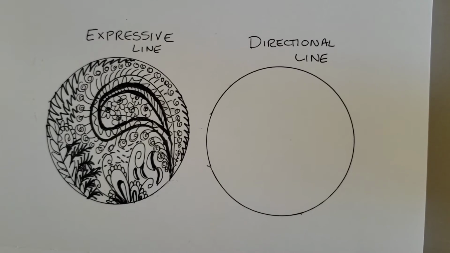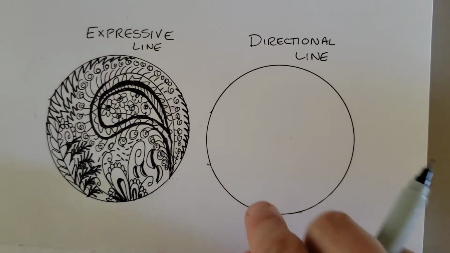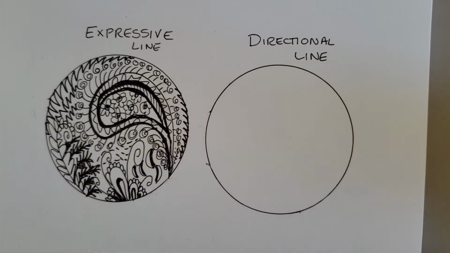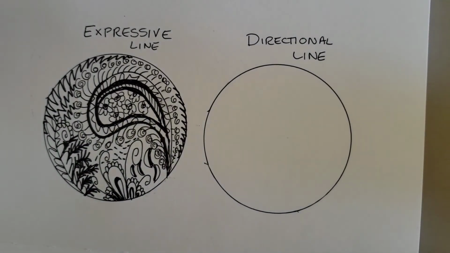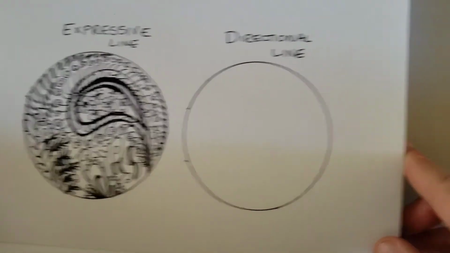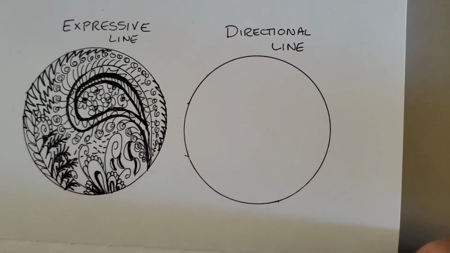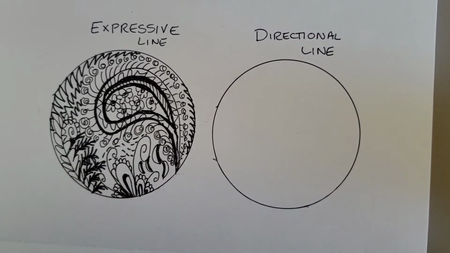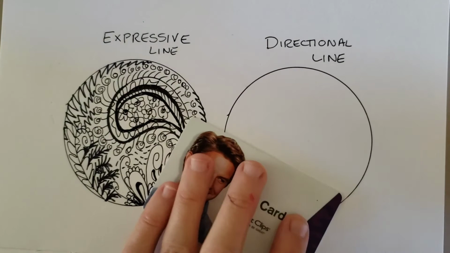So now that I feel that I have finished the expressive line, I'm now going to move on to the directional line. Directional lines are straight lines, they are diagonal lines, they are more geometric in nature, and that's where I'm going to use my straight edge. You can either use a ruler or any straight edged or sided object.